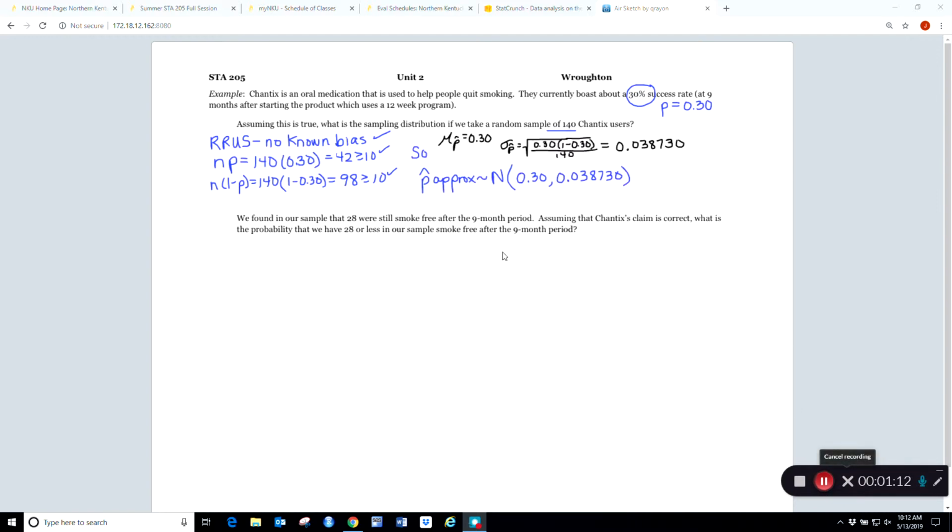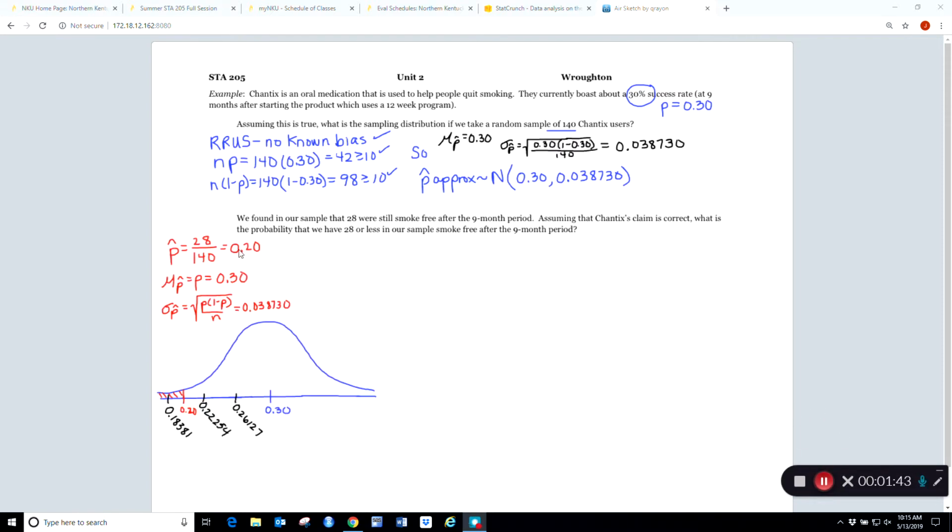Doing our sampling distribution, we should have found that the mean of our p-hat was going to be 0.3, and the standard deviation of our p-hat should have been about 0.0387, give or take some rounding. So p-hat will be approximately normally distributed with a mean of 0.3 and a standard deviation of 0.03873. In the next part, you're asked to calculate a probability. Again, I would pause the video and then check to see if it matches.